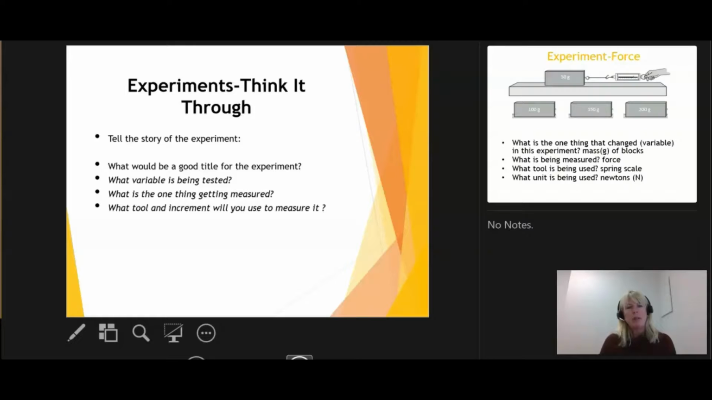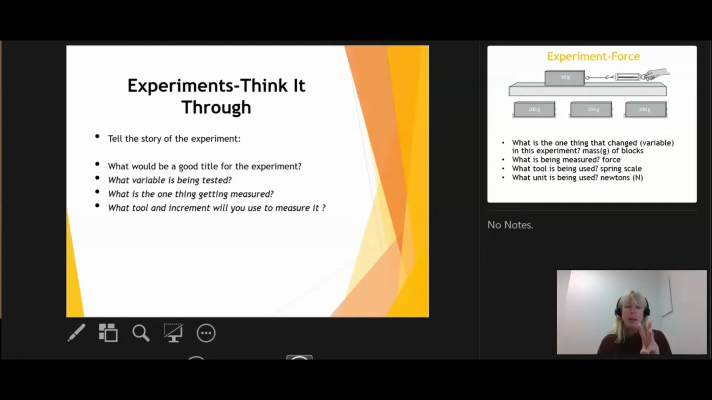Then some quick experiments, always good to throw in, knowing that you're going to get one experiment question and one question over force. So for the experiment questions, it's always good to frame it this way. What is a good title for the experiment? What variable am I being tested over?